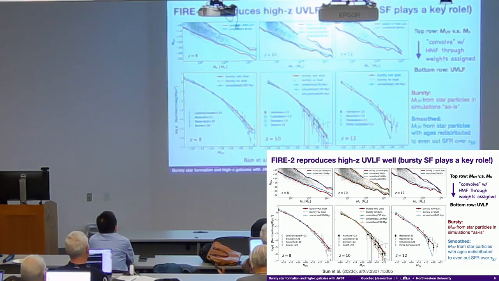And the second important finding we have is that the bursty star formation appears to have an important role in shaping the UV luminosity function at the bright end at these redshifts. For example, at redshift 12, you can see there can be an order of magnitude difference, depending on whether you look at the bursty case or the smooth case. So the importance of burstiness can be seen from the contrast here.